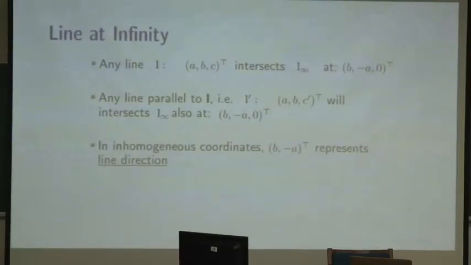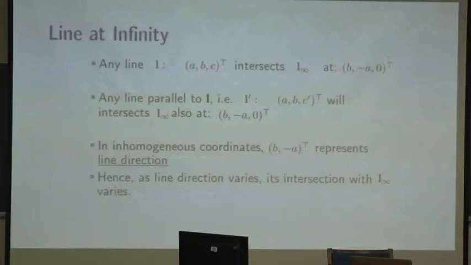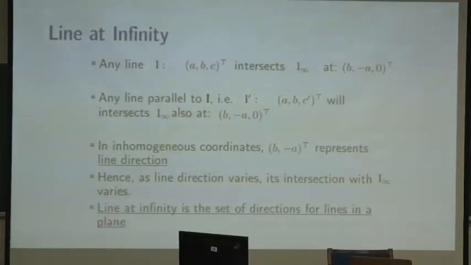In inhomogeneous coordinates, this (b, -a) represents a direction. That's the slope, right? That's how you would compute the slope. You would say the slope of this is minus b over a. Hence, as the direction of a line varies, its intersection with the line at infinity varies. If two lines are in the same direction, that is they are parallel, they will intersect at the same point on the line at infinity. So the line at infinity is nothing but a set of directions on the plane. It's a collection of all directions. You put them together and it becomes that line at infinity.